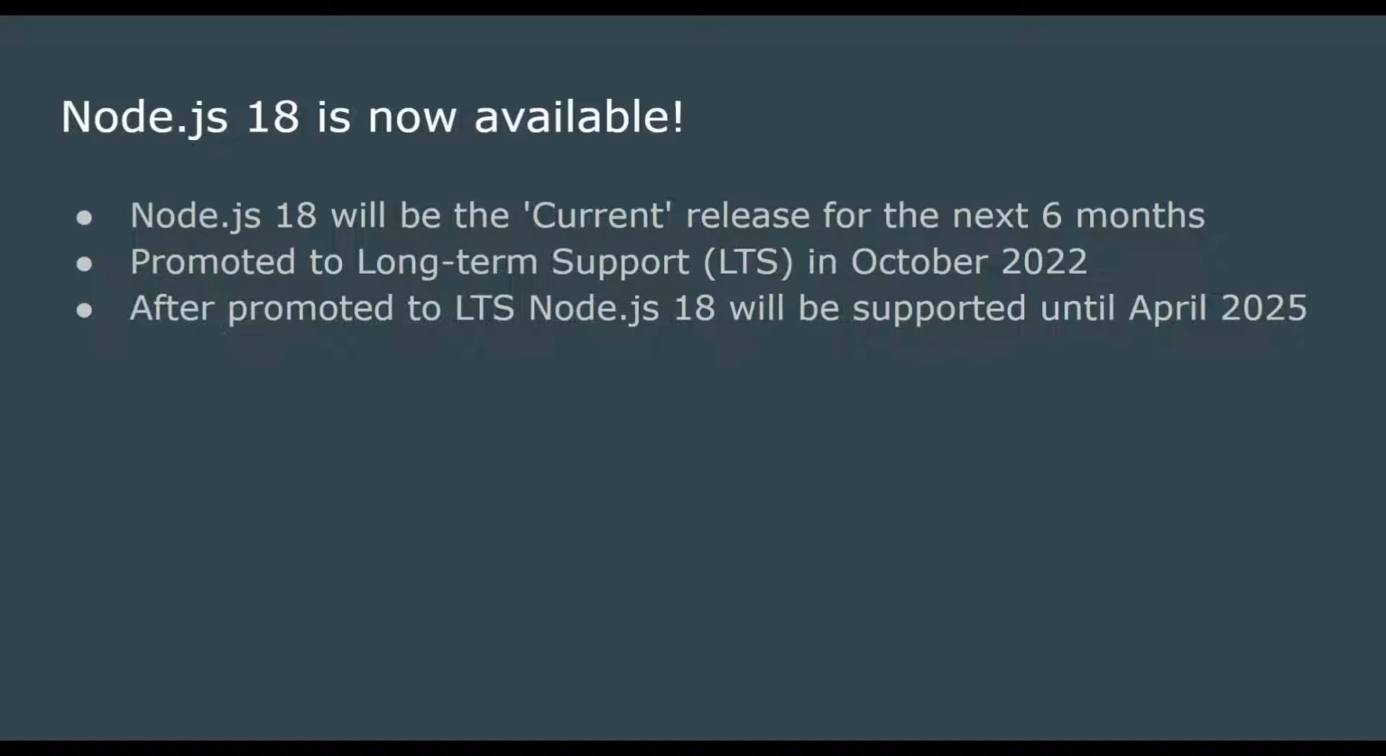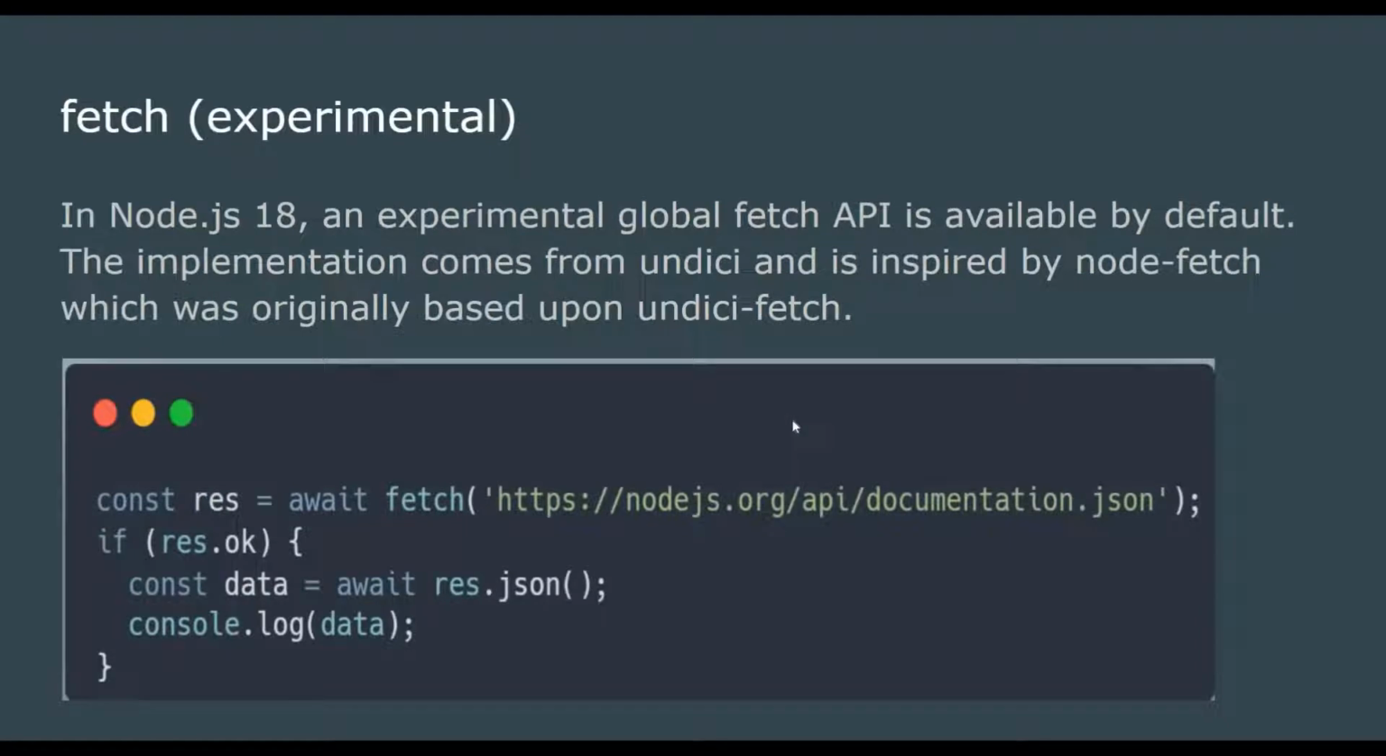Once it completes 6 months, around October or September 2022, it will be promoted to an LTS version for long-term support. And once it is promoted to LTS, version 18 will be supported until April 2025. So it would be good to know about the exciting new features of Node.js 18.